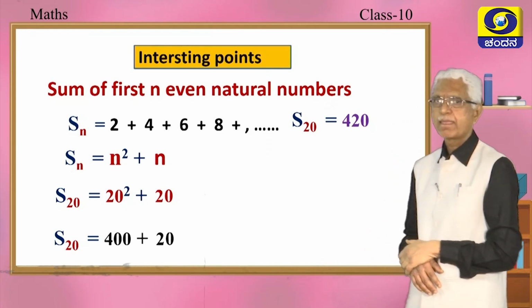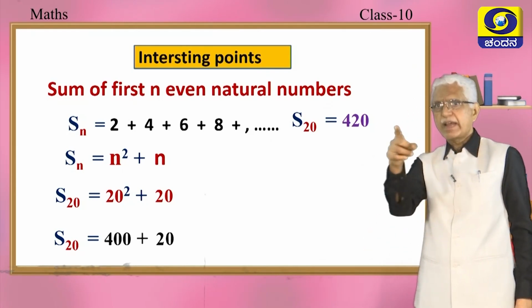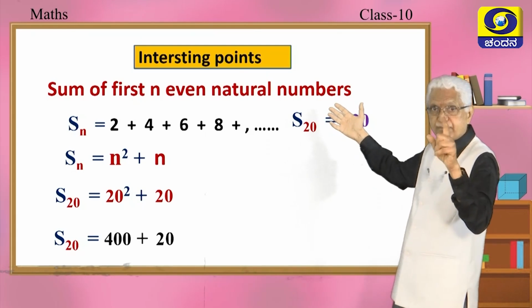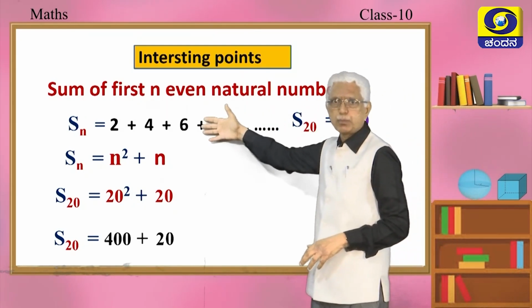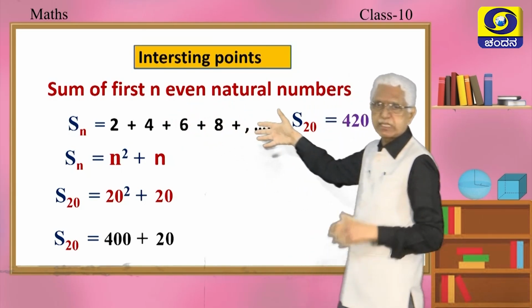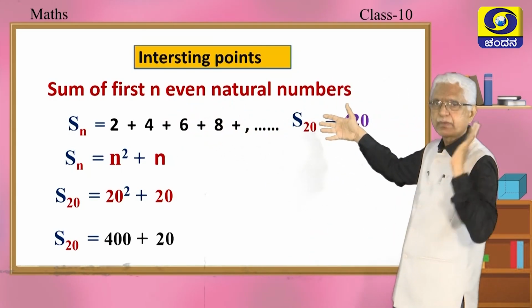Let us see. See, you have to find the sum of the first n even natural numbers, that is 2 plus 4 plus 6 plus 8 plus dash dash dash. Okay.